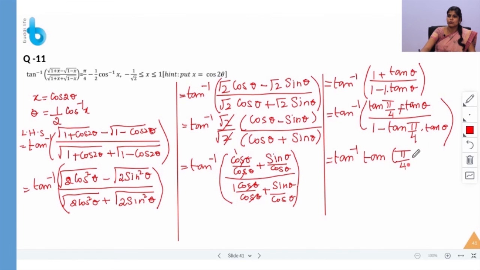which is equal to pi by 4 minus, and what is the value of theta we got earlier? 1 by 2 cos inverse of x. Just take a look at the right hand side of the question: pi by 4 minus 1 by 2 cos inverse of x. And we have arrived at RHS. So we have taken LHS and proved it is equal to RHS, and hence our problem is over here. We will move on to the next sum.